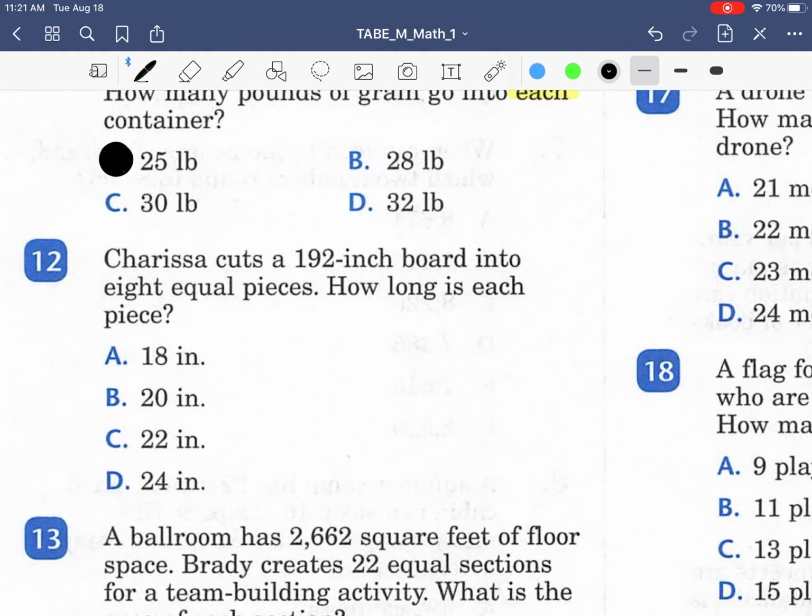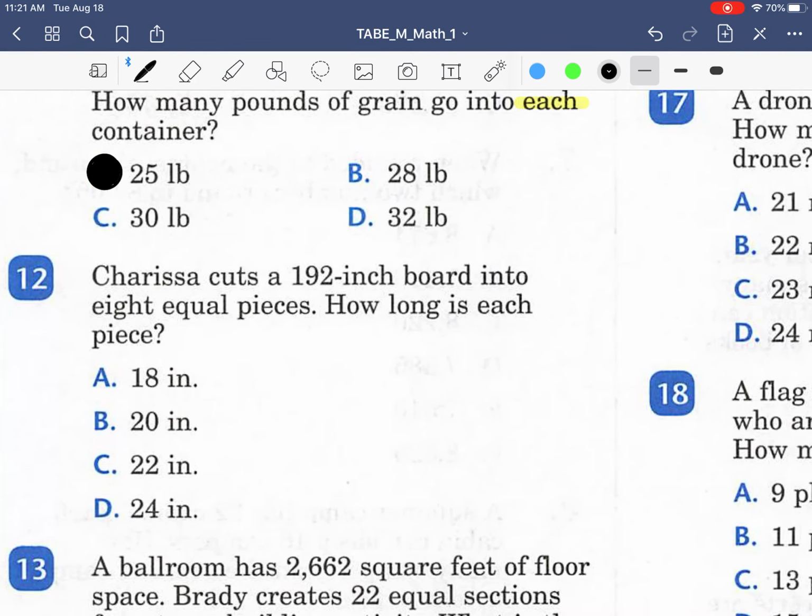Alrighty, number 12. Charissa cuts a 192-inch board into 8 equal pieces. How long is each piece? I'm going to do this one right here. 192 divided by 8.